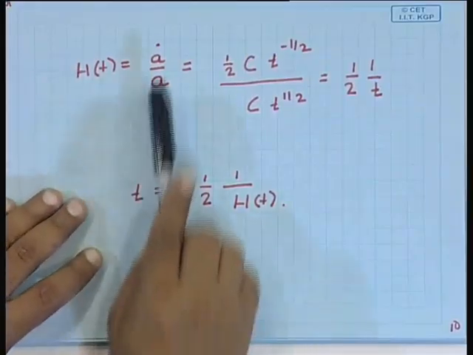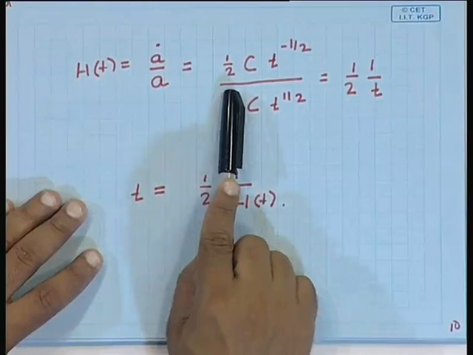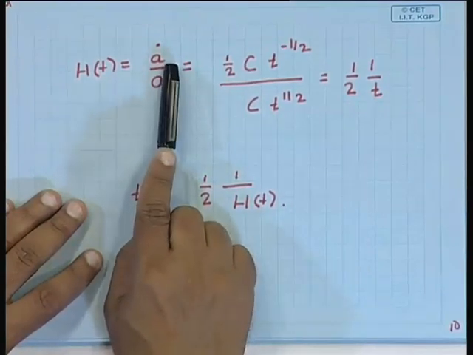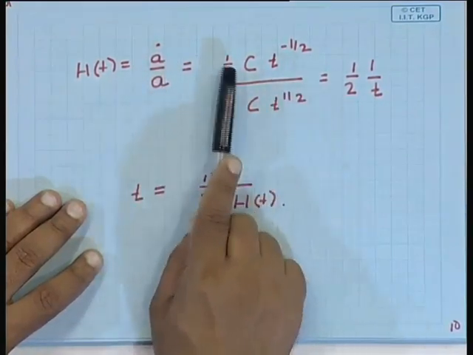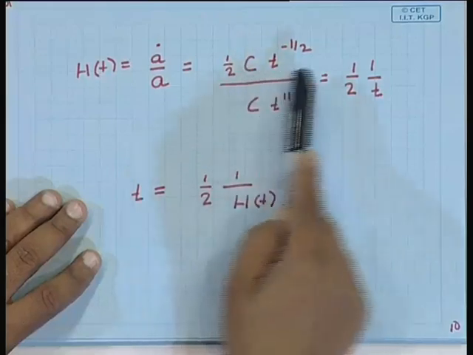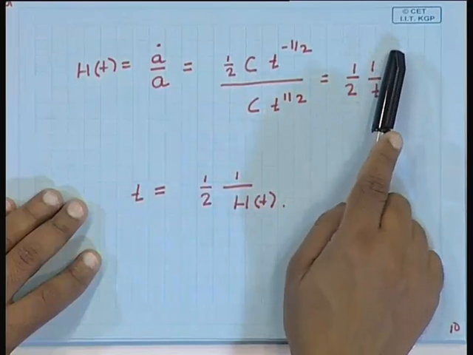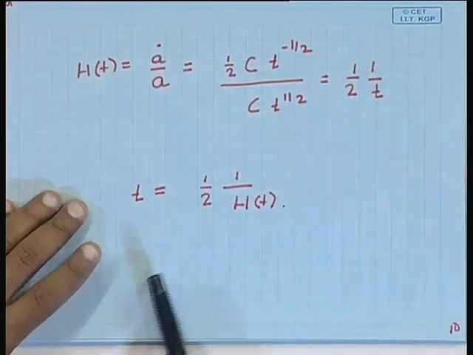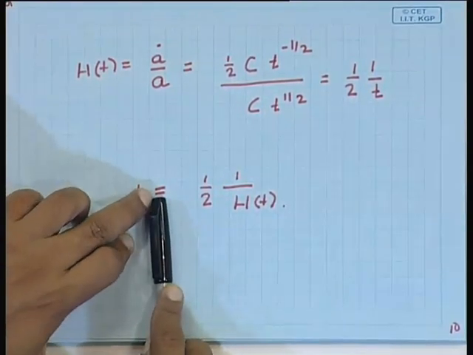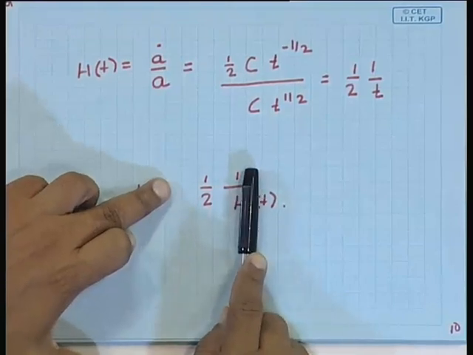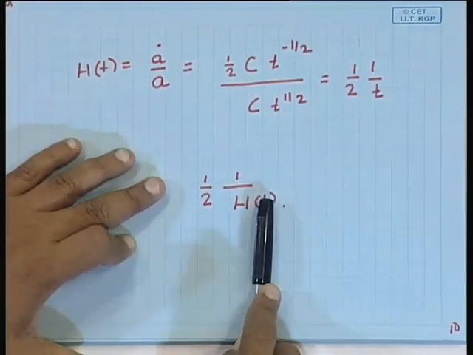And using this, we can calculate the Hubble parameter also, H of t, A dot by A. And so, if I differentiate A, which is some constant times t to the power half, I get half into that same constant t to the power minus half. So, A dot by A is half into 1 by t. Or the age of the universe at any instant is half the Hubble time, 1 by H.